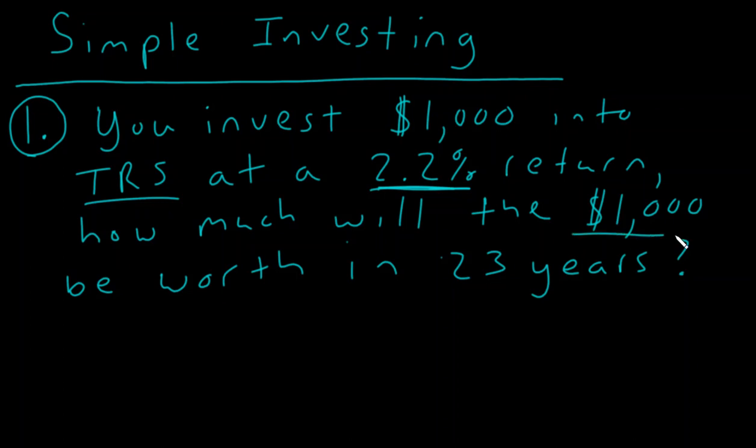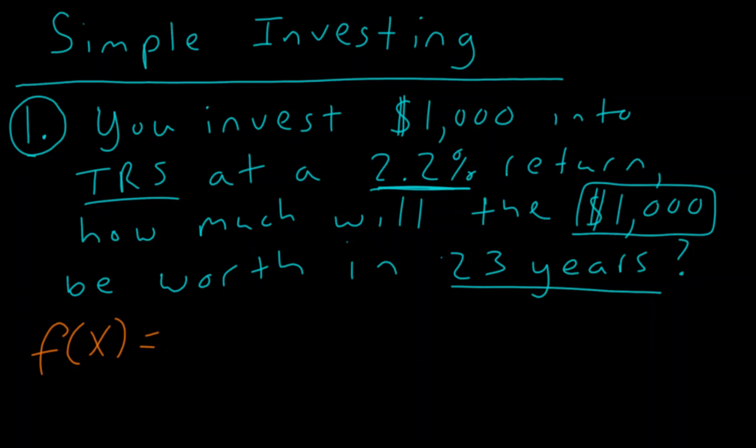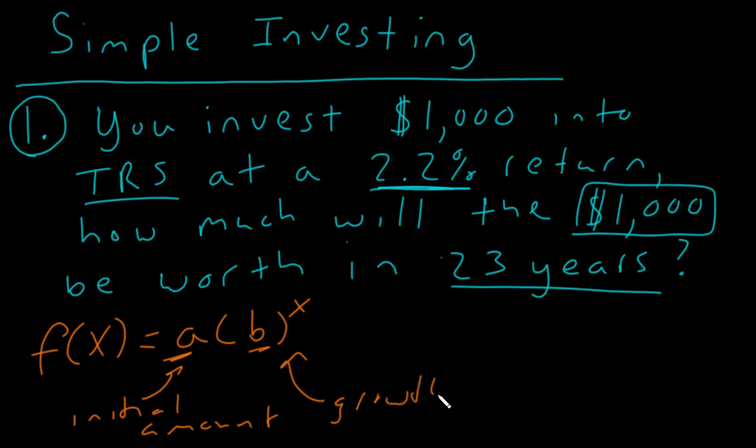So let's say that from your very first paycheck, $1,000 was pulled out, and we want to know how much that $1,000 will be worth in 23 years. Well, for simple investing, we're going to use our simplified exponential formula, a times b to the x, where a is our initial amount, and b is our growth or decay rate. In this case, we hope it's a growth rate.